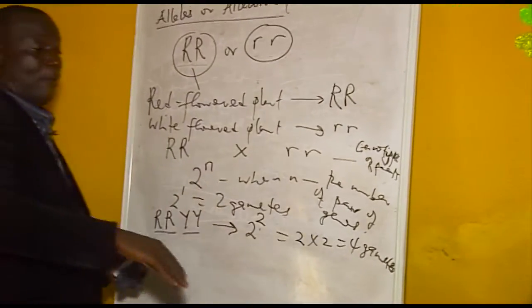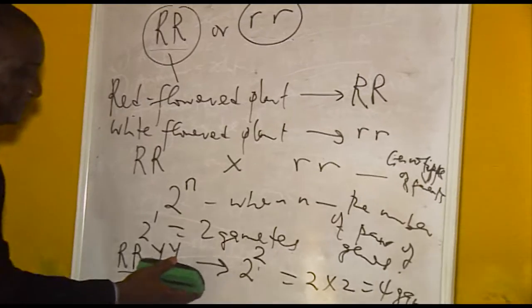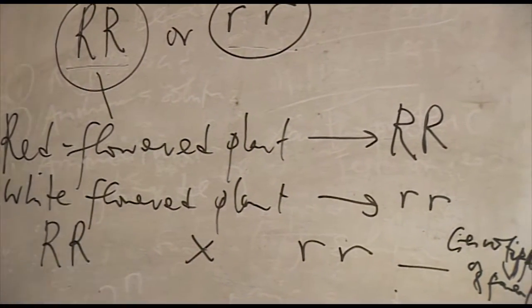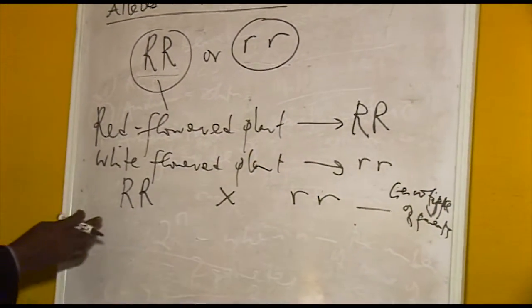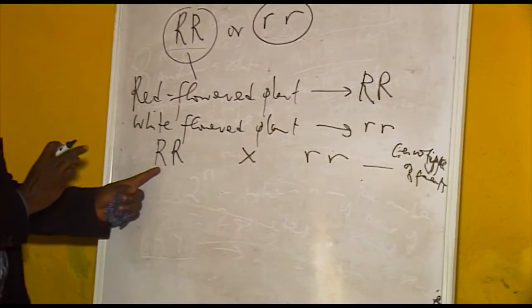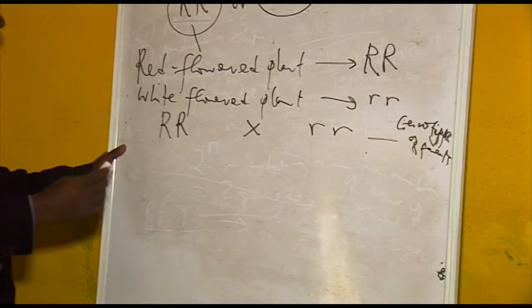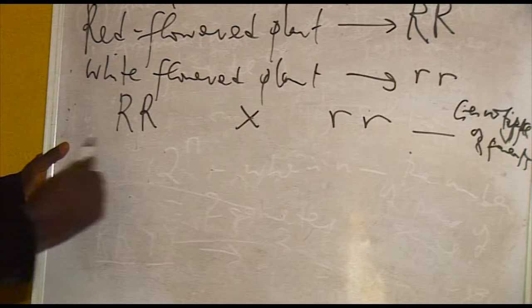So, to come back to this, I believe you must have written this. Now, to come back to where we started, this is a pair of genes. So it will give us 2 gametes, because it's a pair of genes, it's 2 raised to the power of 1. So look at it. In your mind, divide this. Just divide it in your mind.